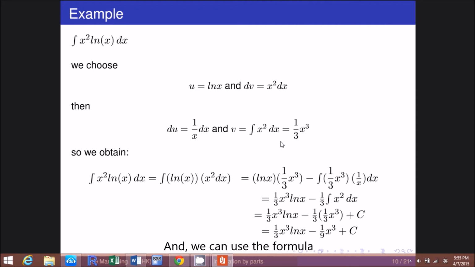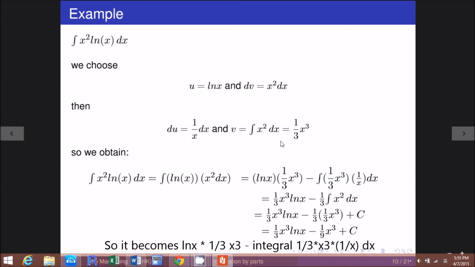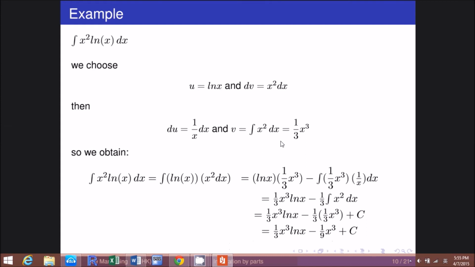And we can use the formula: the integral of u dv equals uv minus the integral of v du. So it becomes log x times 1/3 x cubed minus the integral of 1/3 times x cubed times 1/x dx. And as you can see, you simply get the answer. And remember to add the constant C in the answer.